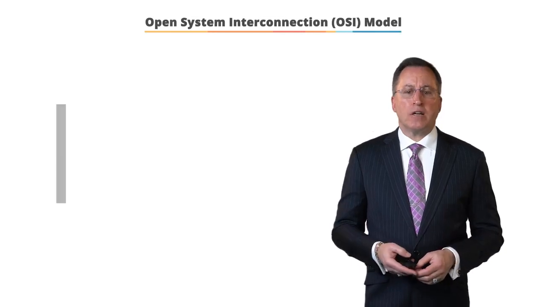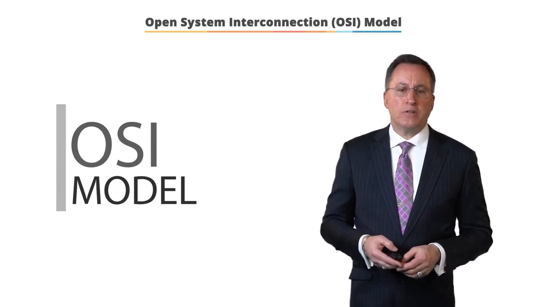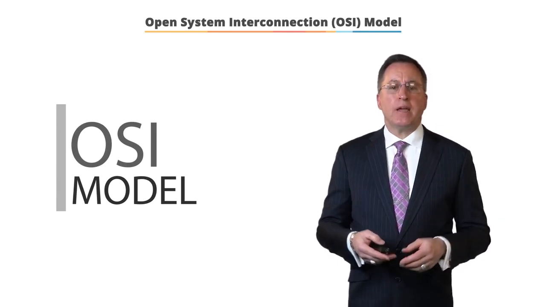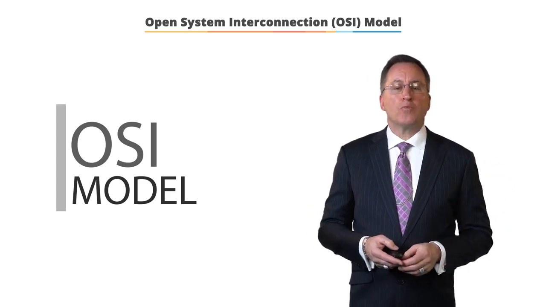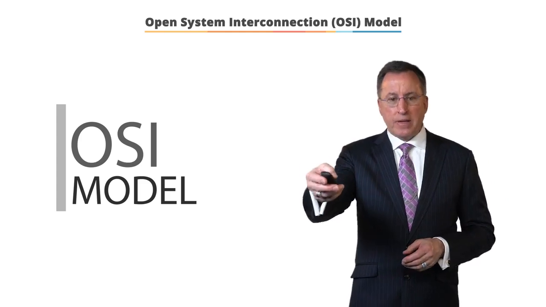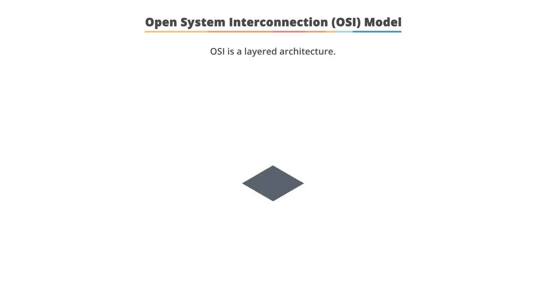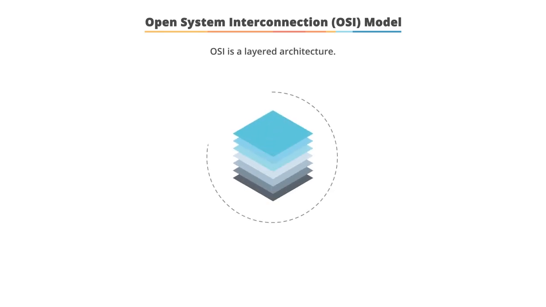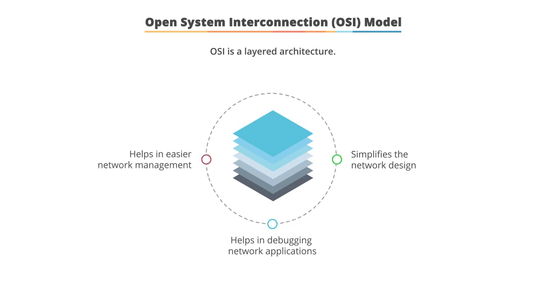The primary architectural model for intercomputer communications. It describes how information or data makes its way from application programs such as spreadsheets, through a network medium such as wire, to another application program located on another network. OSI is a layered architecture. Layer architecture simplifies the network design. It's easy to debug network applications. Network management is easier with the OSI layer.